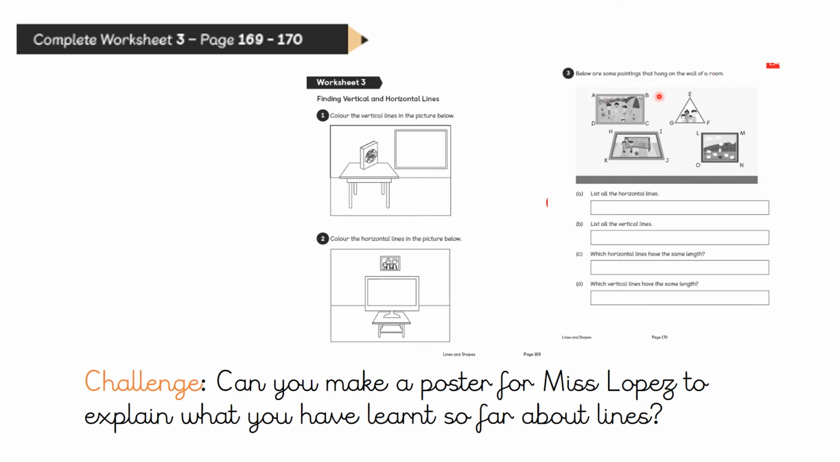The edges of the paintings have been labelled, so the lines have all got names. So this line would be line AB, and this line, line BC. Underneath, you need to list all the horizontal lines and then list all the vertical lines. After that, you need to work out which horizontal lines have the same length. You don't need to measure this, you can just use your eyes and estimate. And the same thing, which vertical lines have the same length.